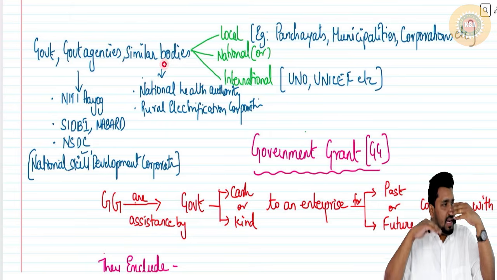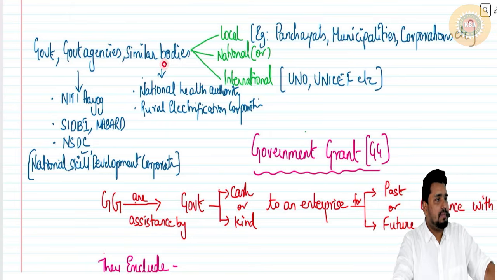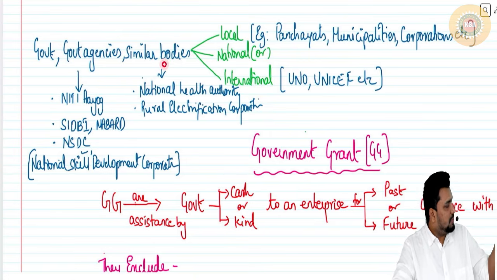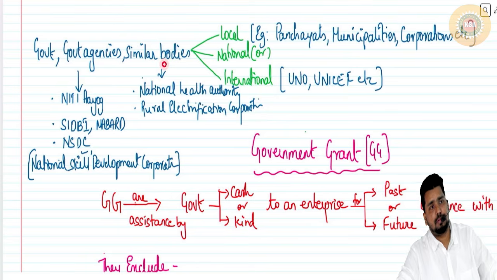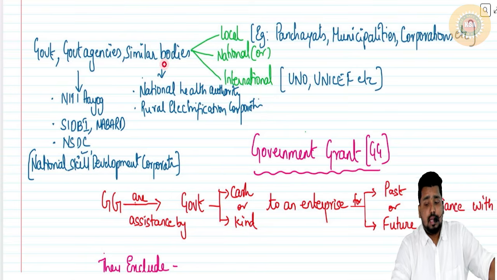Clear? From anyone you receive, even from the World Bank, the United Nations, UNICEF, UNESCO, WHO, from whomever we are receiving, that will be accounted as per AS 12 only.